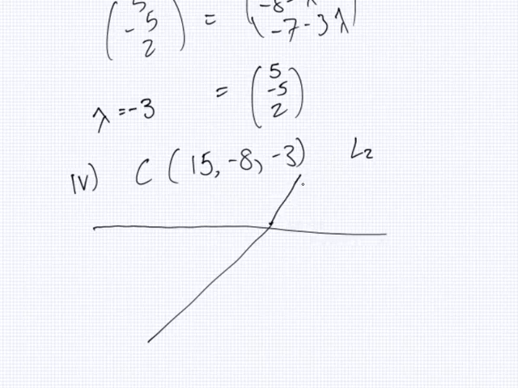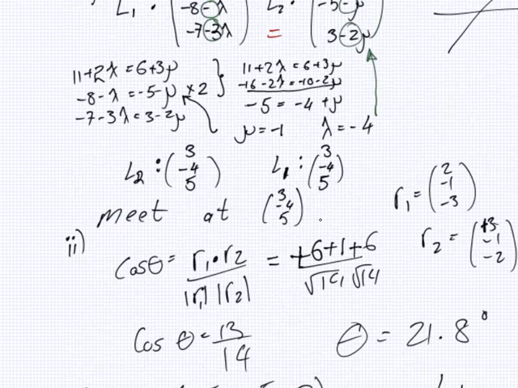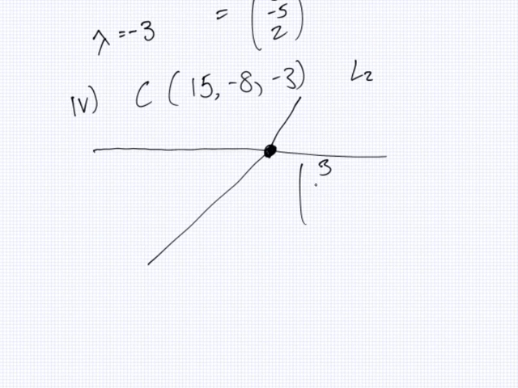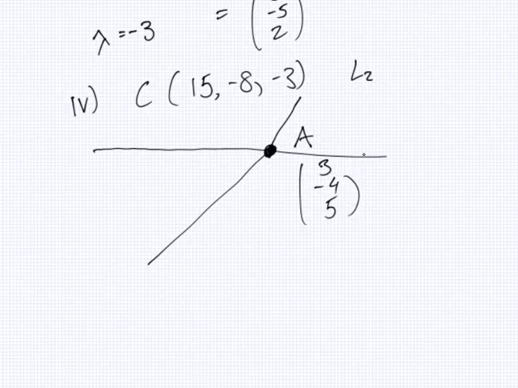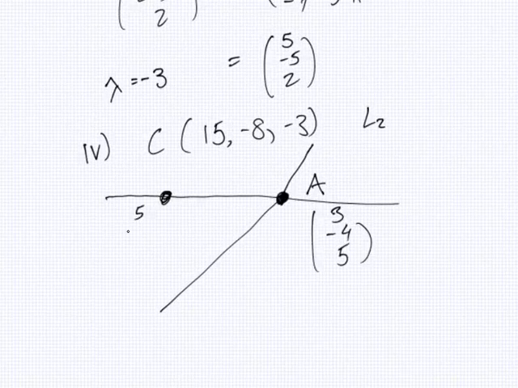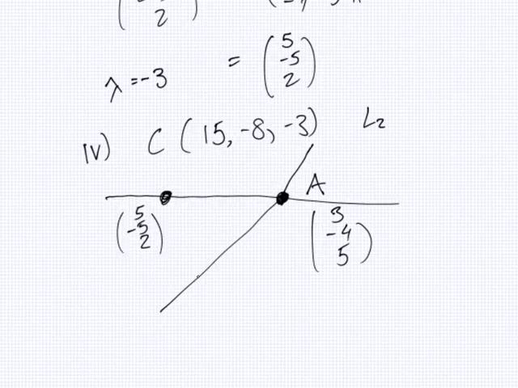In the very first part, we were to find where the two lines meet. What was that point called? It was A, the first answer: 3, minus 4, 5. And then we said B was on L1, which was 5, minus 5, 2. And then we said C was on the other line, 15, minus 8, minus 3.